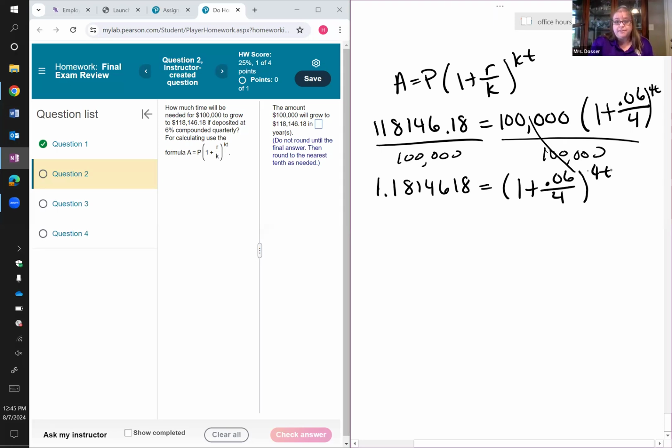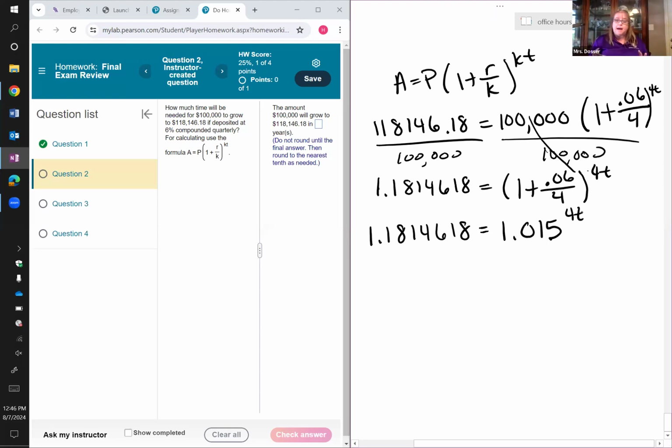Well, notice we can simplify inside the parentheses. That's all just numbers, it's addition and division. We know what 1 plus 0.06 divided by 4 is; we can put that in the calculator and figure it out if we don't know. And so on the left, we still have 1.1814618. And then 1 plus 0.06 divided by 4 is 1.015, and then we still have that raised to the 4t.